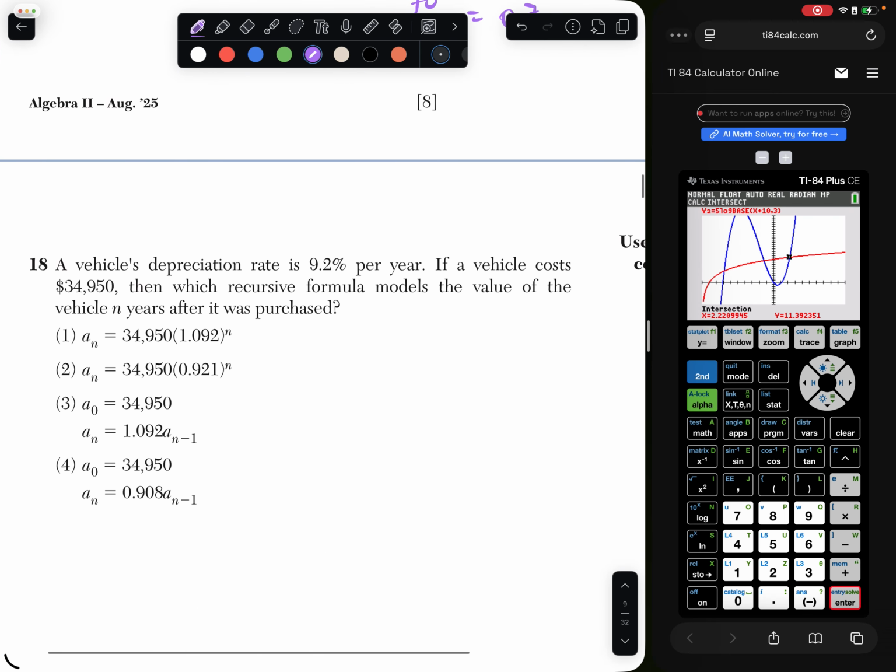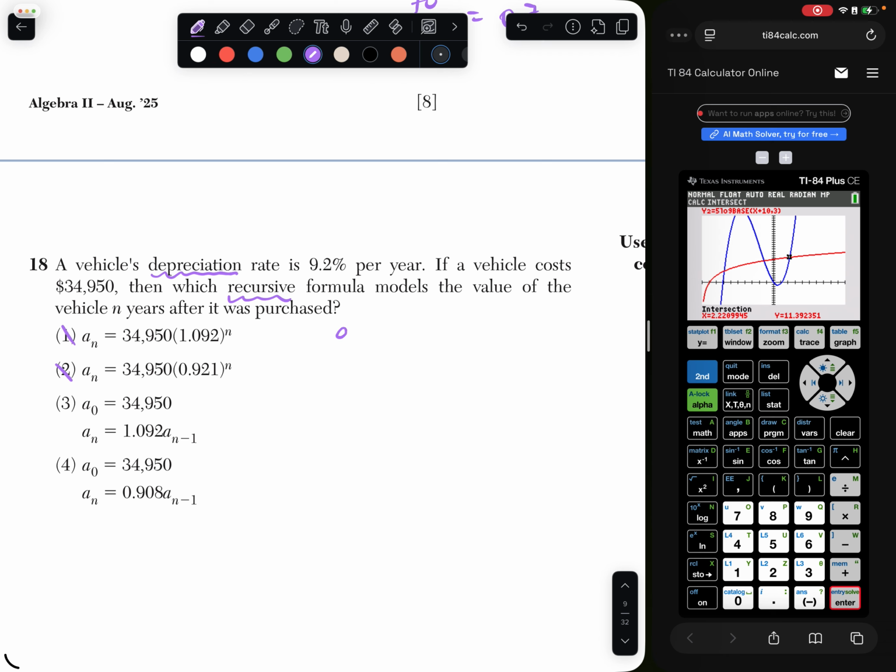Okay. A vehicle's depreciation rate, the value is going down, is 9.2% per year. If the vehicle costs $34,950, then which recursive formula models the value of the vehicle n years after it was purchased? What they always like to do is test you on whether you know the difference between recursive versus explicit. Recursive means that you're defining the nth term using the previous term. Explicit doesn't depend on the previous term. You just straight up return it.